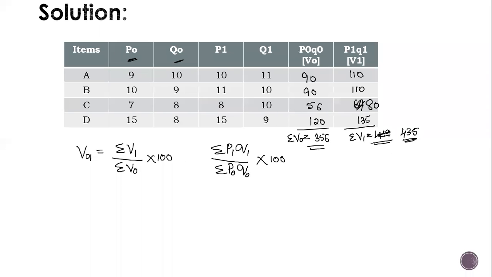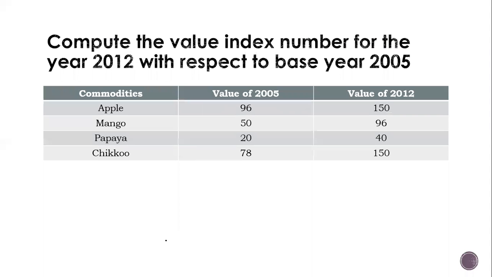Now apply this value as per the formula. Summation V1, what is the value? 435 divided by 356 into 100. What is the value? 122.19. So the value index of the base and the current year is 122.19. So like this you have to calculate. Next one: compute the value index number for the year 2012 with respect to the base year 2005.